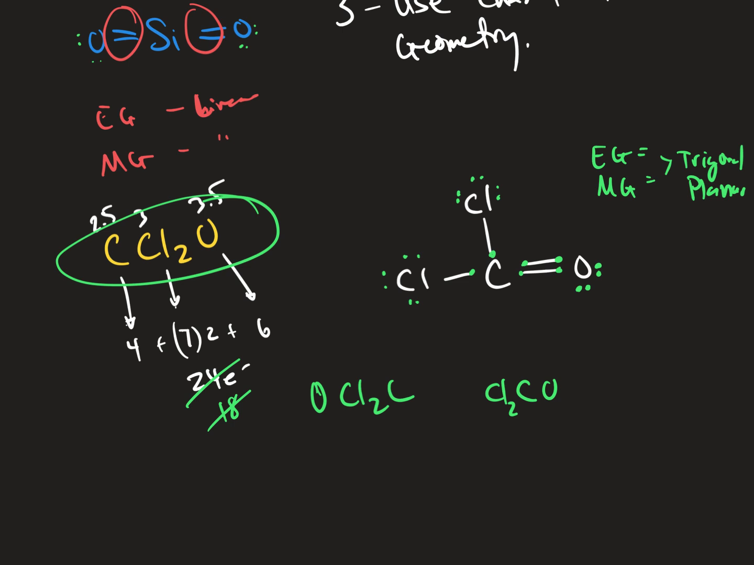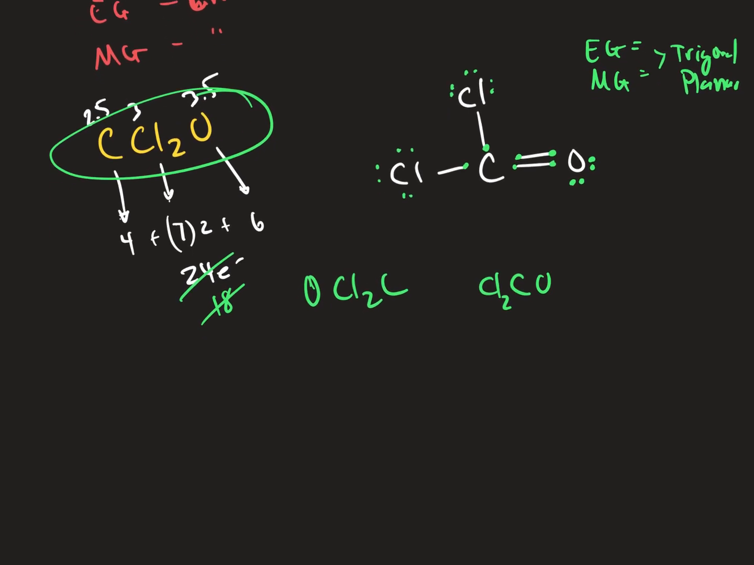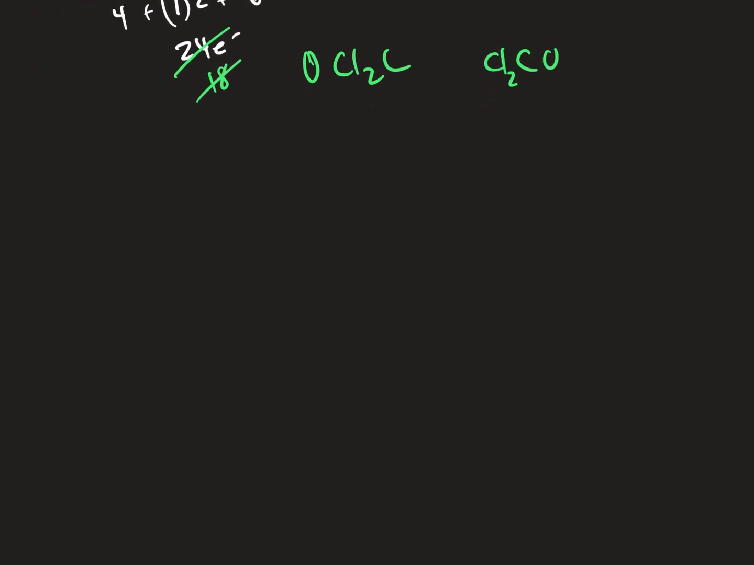We can go over all of these. Is there any others you want to go over together before you try practicing these on your own? Because that's really where you're going to need to get good at it. Which one do you want to do? BH4 minus or SO3 2 minus? Let's do SO3 2 minus. Okay, perfect.